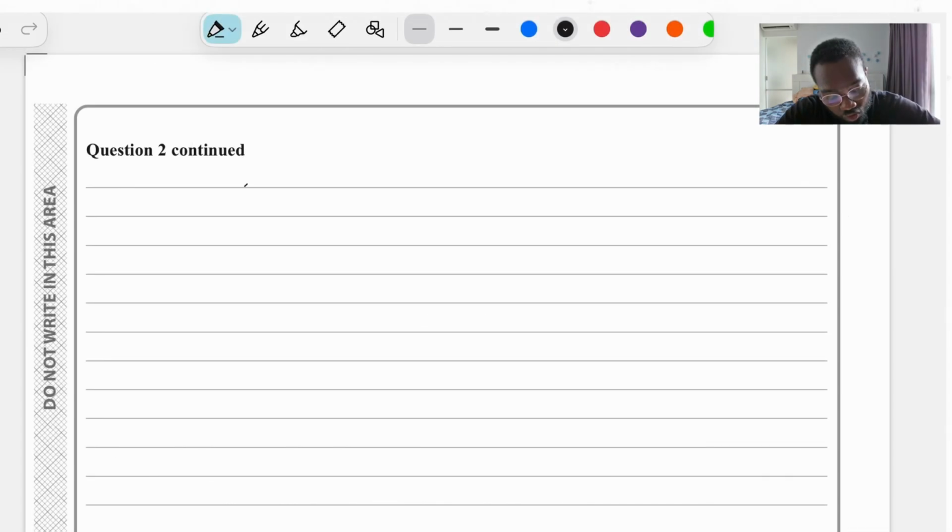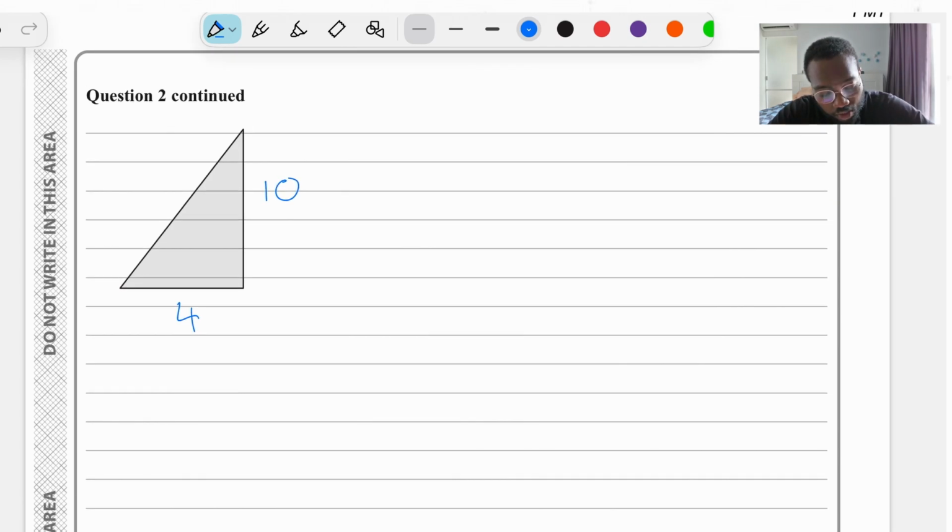I'm just going to draw that triangle now. What do we know about the triangle? We know that it is 10 units up and 4 units across. For the area of the triangle, it's very simple, just half times base times height. So that would be a half times 4 times 10, which gives us 20. So now the area of the triangle is 20.